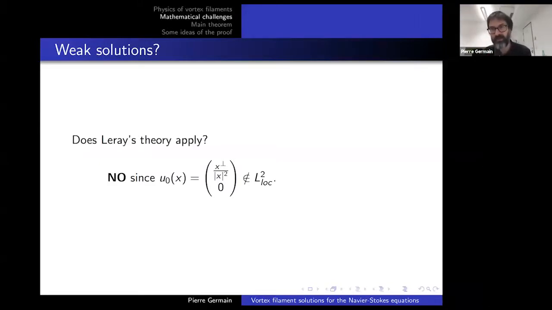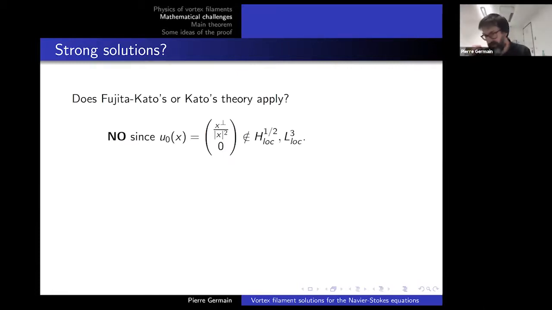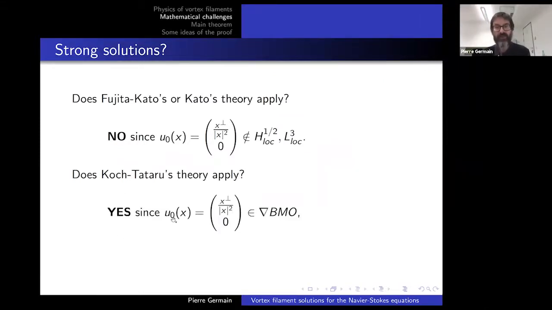So there is no hope of applying anything like weak solutions, Leray solutions, to this problem. Okay, well, if weak solutions do not work, let's try strong solutions. So the first framework was Fujita-Kato, and then Kato's theory. So Fujita-Kato was for H1 half fields, and Kato's theory for L3 fields. But well, same thing. The data that we are facing doesn't belong to H1 half log or L3 log. The optimal result as far as local well posedness goes was achieved by Koch and Tataru, and it gives an optimal functional framework to get local well posedness. And this is requiring that the data belongs to gradient BMO, meaning that the data is a derivative of a BMO function. BMO is pretty close to L infinity.